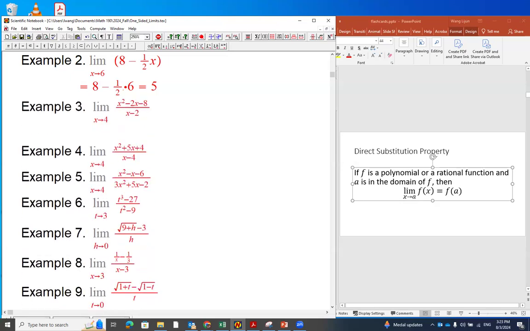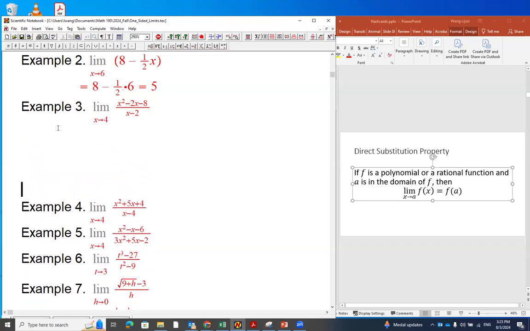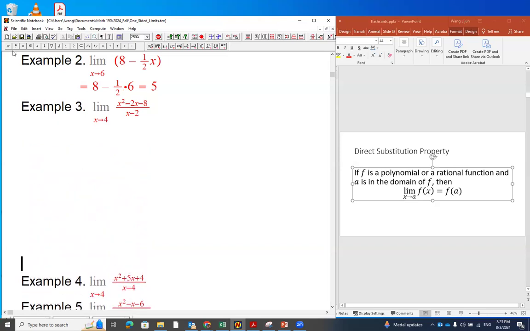So let's look at number 3. Actually, I might have copied the question wrong. No, I did not. x squared minus 2x minus 8 over x minus 4. Sorry, I did copy it wrong. x minus 4. Okay.